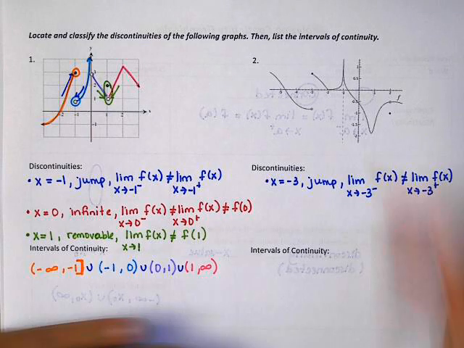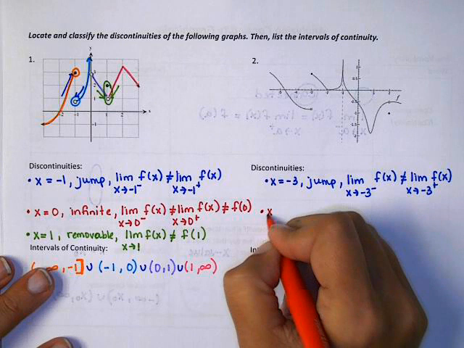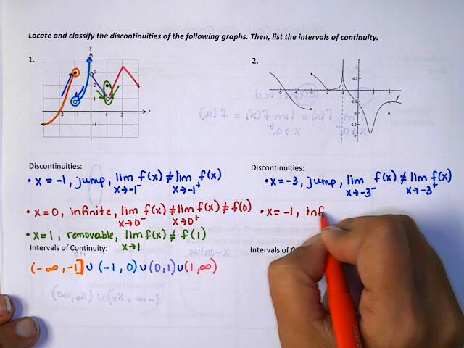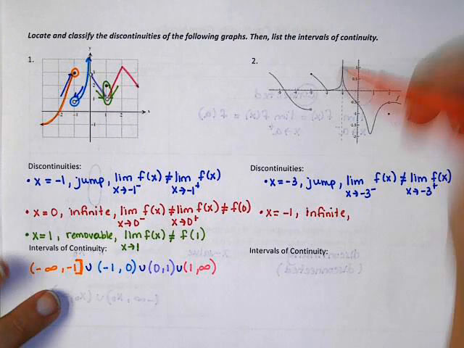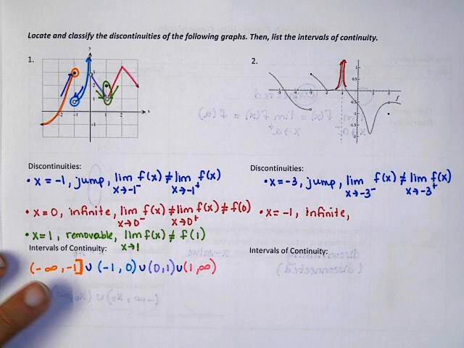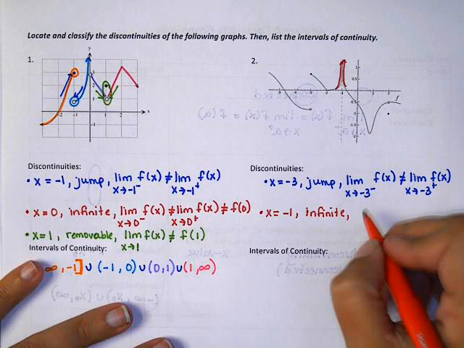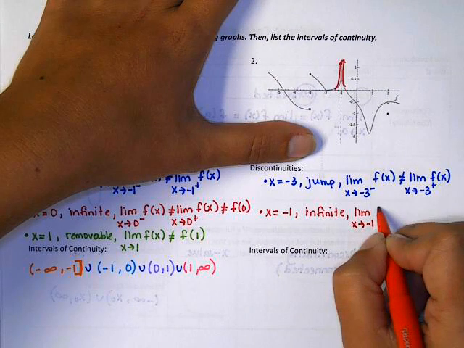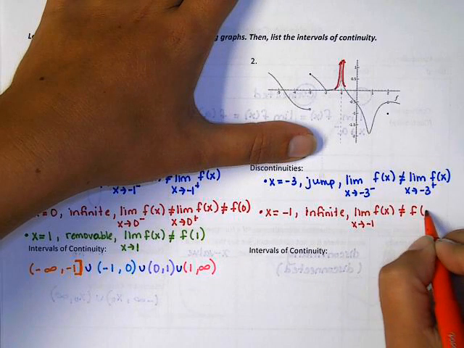My next discontinuity, it looks like there's an asymptote here at negative 1. I see a dotted line. So because it's an asymptote, I would call this an infinite discontinuity. Now, I can see that both sides are going up, so both sides are approaching infinity here. The problem is we're never going to have an actual value at that asymptote. There's never going to be a function value. So I'm going to use a two-sided limit: the limit as x approaches negative 1 of f of x does not equal the actual value at negative 1.